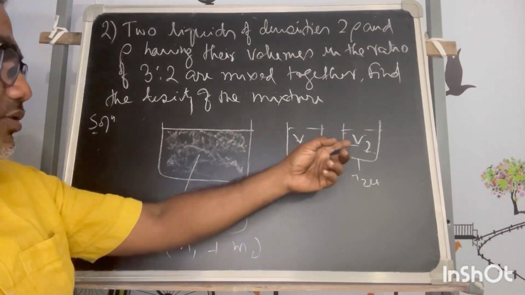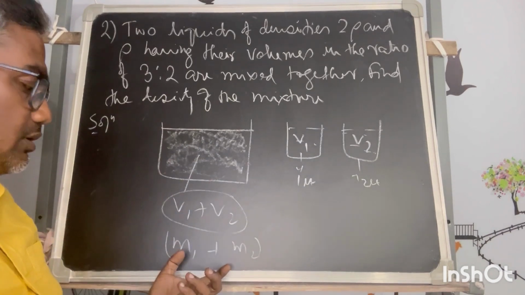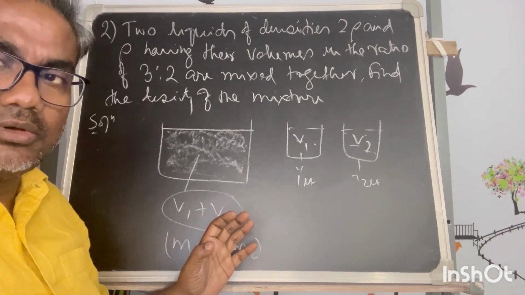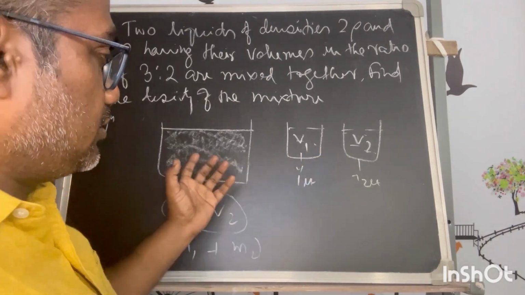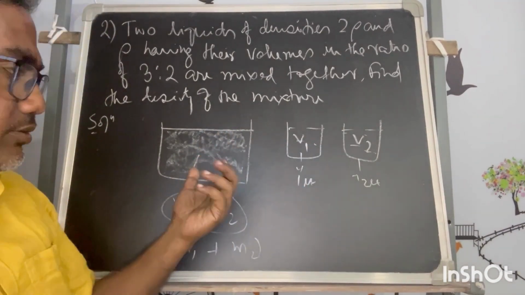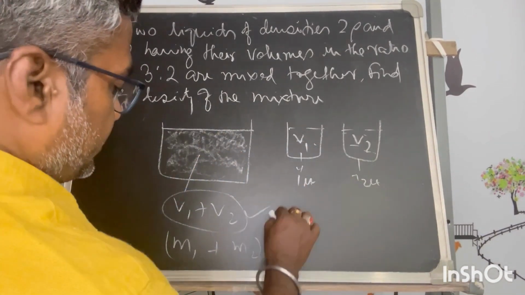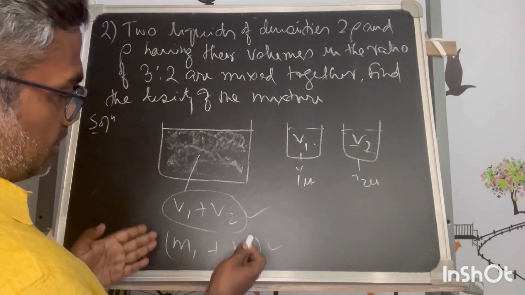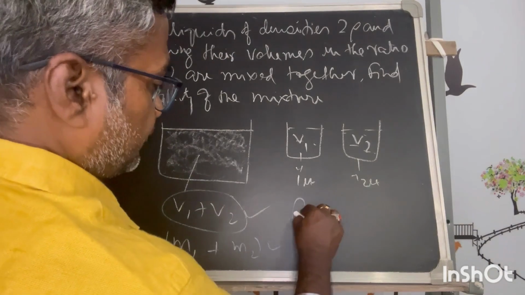So the total volume and total mass of these two liquids will not lose anything during mixing. So you can say this is also intact, this is also intact. Now once you get this and this, what is your density formula?